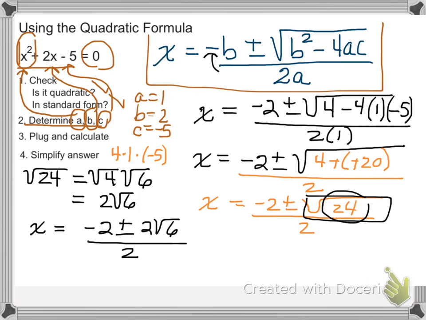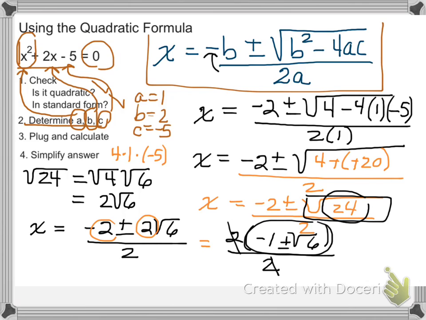One last step, now we want to see if we can do any reducing, and we notice that in our numerator we can actually factor out a 2. So let's go ahead and do that. We factor out a 2, so let's factor out a 2 times negative 1 plus or minus square root of 6 all over 2. We can cancel the 2's, and we've got our answer.